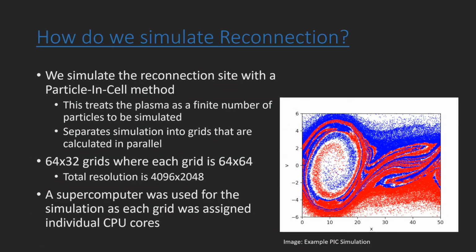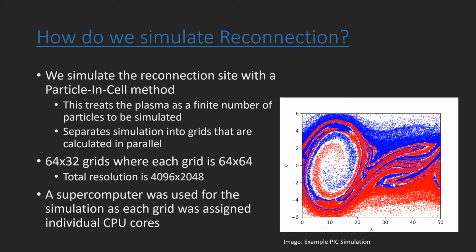And so how do we simulate reconnection? We use the particle in cell method to simulate reconnection. So this is treating it as a finite number of particles to be simulated, and it also separates the entire simulation into subgrids that can be calculated in parallel.